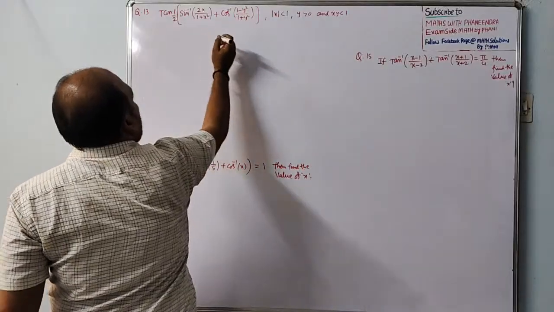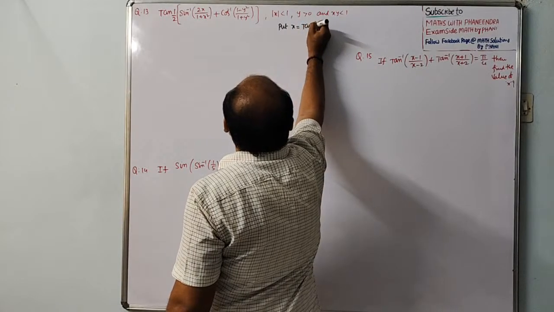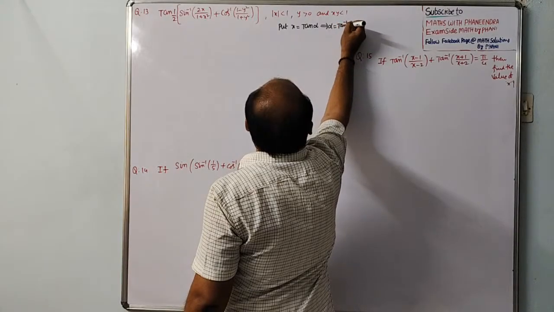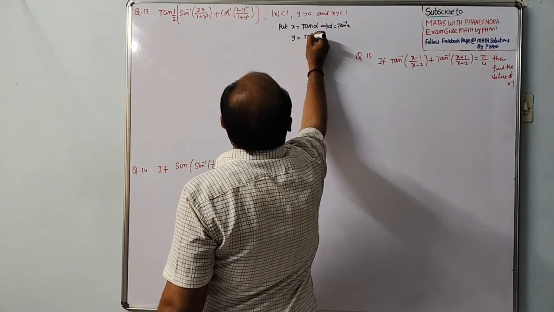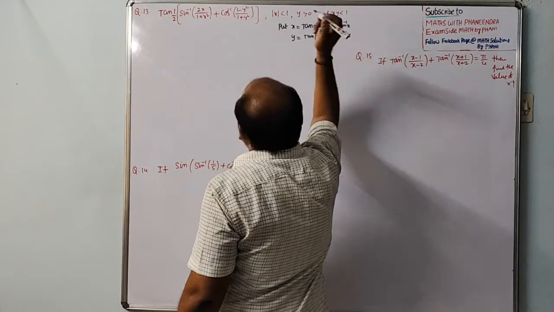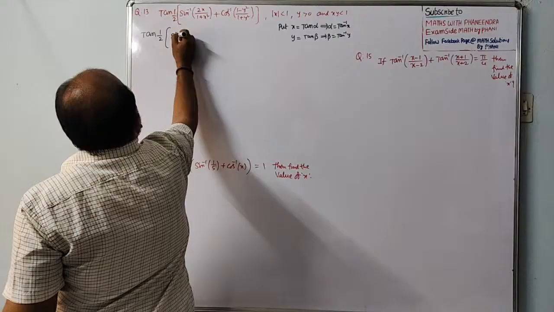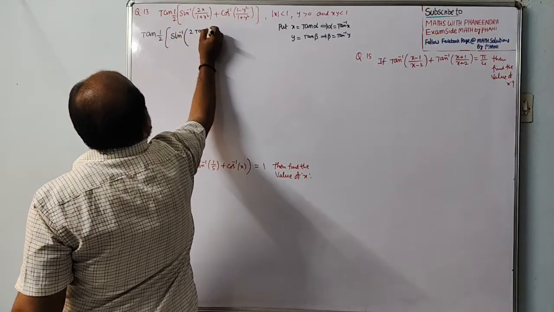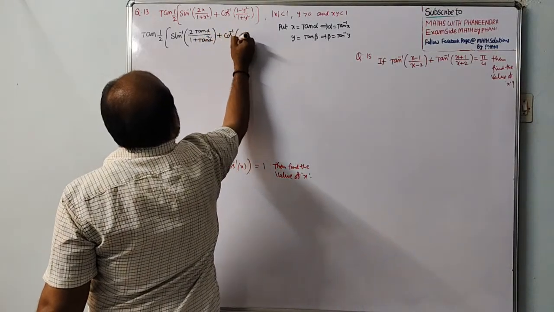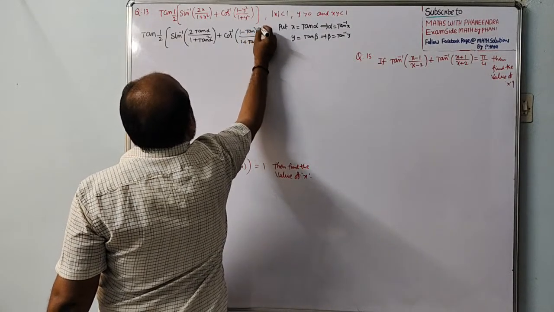So here, put x is equal to tan alpha. That implies alpha is equal to tan inverse of x. y is equal to tan beta. That implies beta equal to tan inverse of y. Now, tan of 1 by 2 into sine inverse of 2 tan alpha by 1 plus tan square alpha plus cos inverse of 1 minus tan square beta by 1 plus tan square beta.